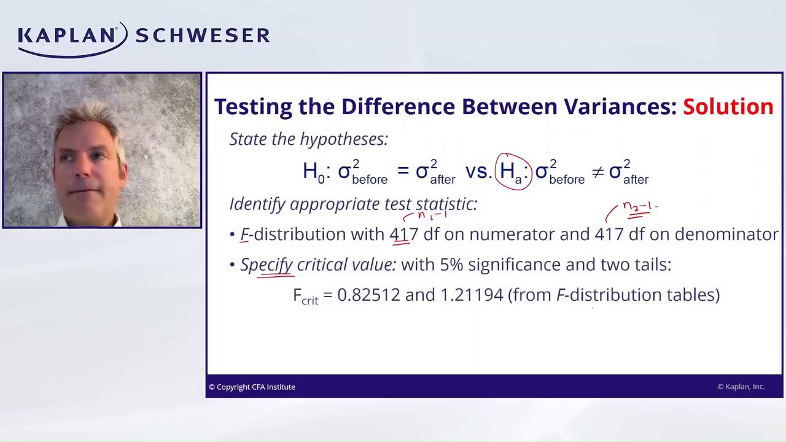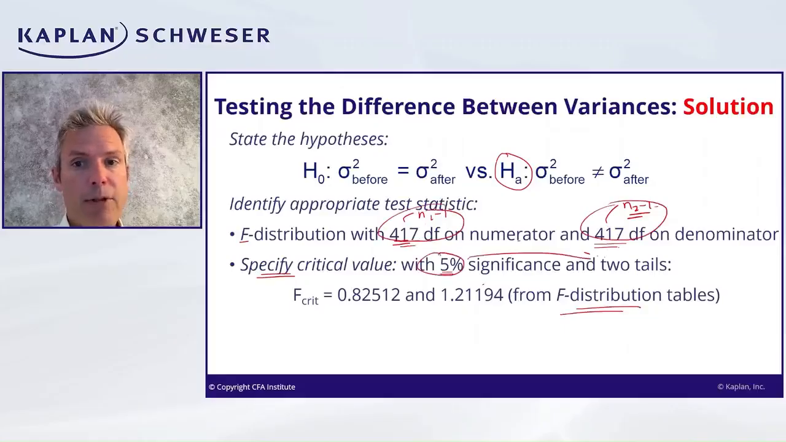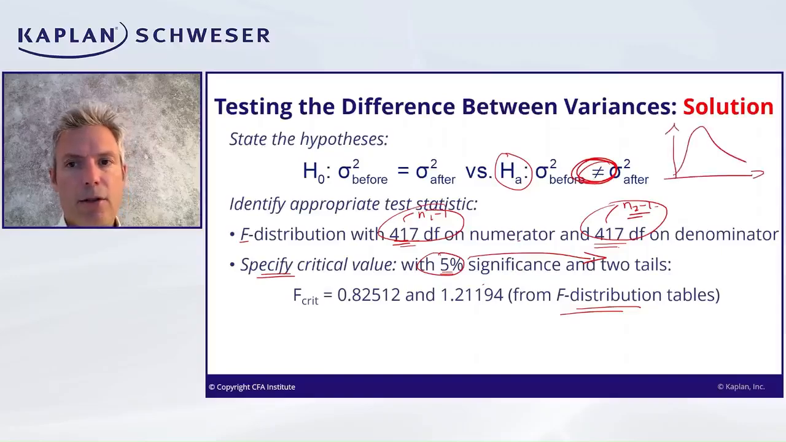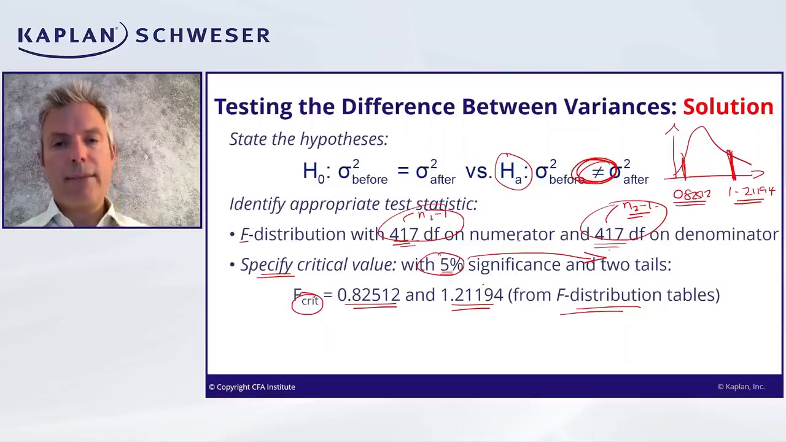You go off and look at an F table. They'll give you an extract. Look up these degrees of freedom. Look for 5% with 2 tails here because of that hypothesis. There's 2 tails. You could reject because your test stat is too low. You could reject because your test stat is too high. You'll get told there's critical values from the table, this one on the left-hand side, 0.82512, and this one on the right-hand side, 1.21194. Remember, your critical values always come out of the table.